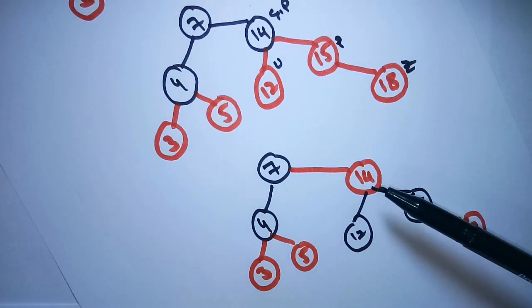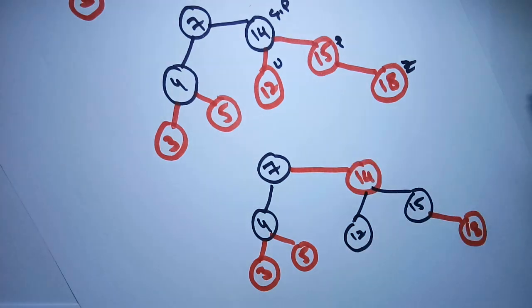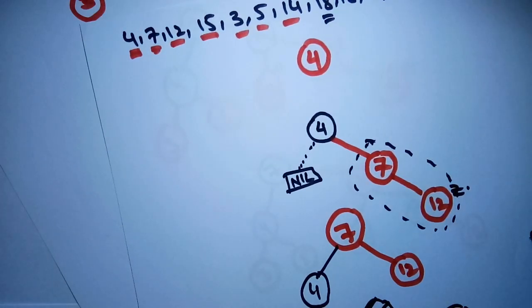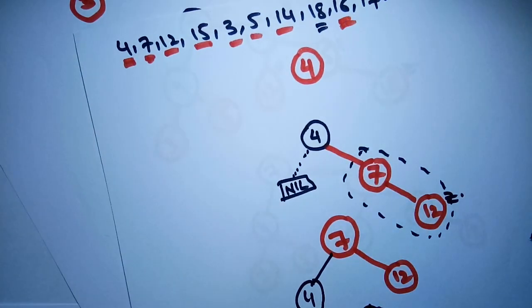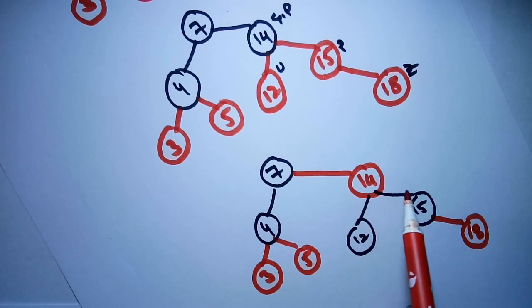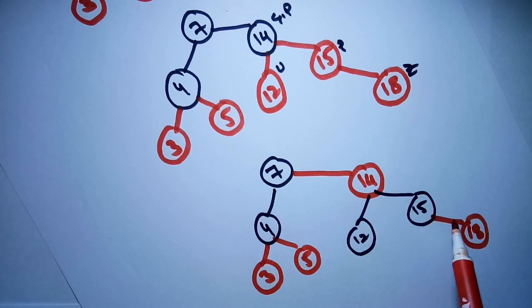So if a node is red, both of its children should be black. So you can check this follows the property of the red black tree. Now let's insert the next key element, that is 16. So if we insert 16 in this tree, where will 16 be placed? In the right of 7, in the right of 14, in the right of 15, but in the left of 18, isn't it? So 16 is greater than 15 and smaller than 18, so it will go here.